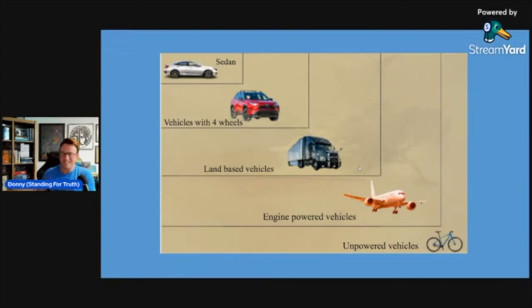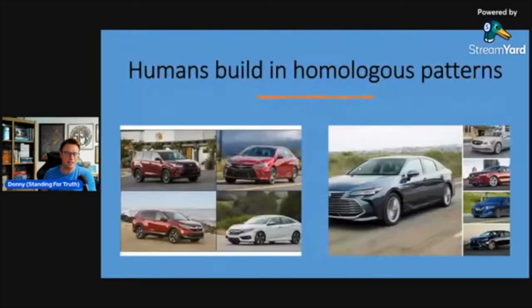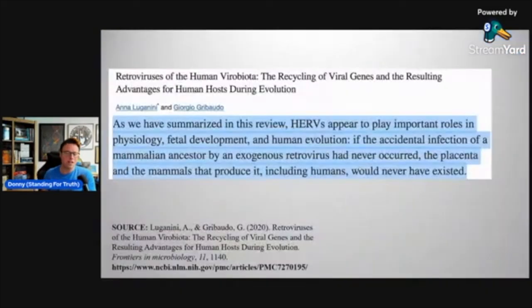And humans build in nested hierarchical patterns. Again, humans build in homologous patterns. All types of vehicles from all manufacturers are built with these similarities: windshields, tires, same kinds of rubber. A lot of the sedans are built from a certain height from the ground. Similarities just demonstrate common design.